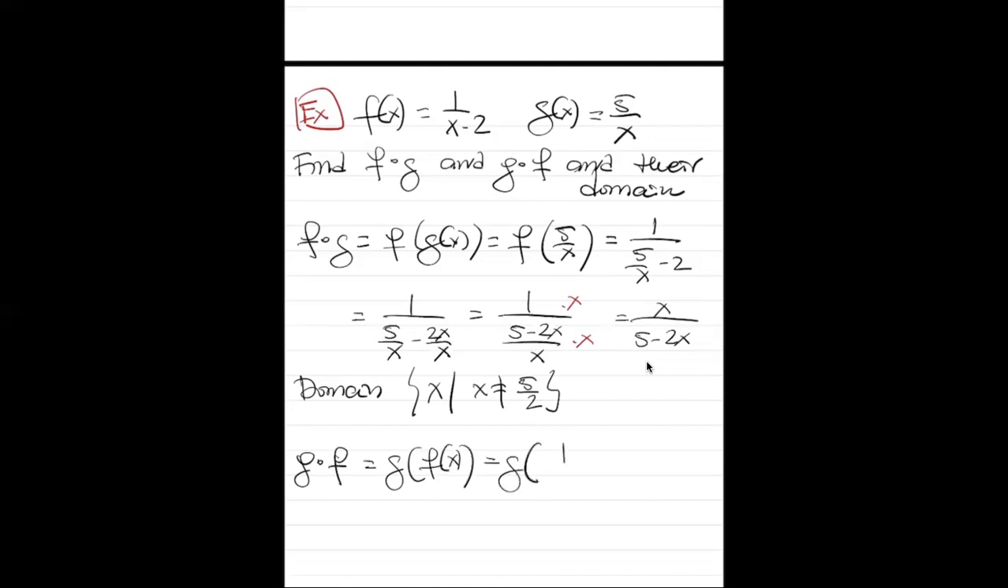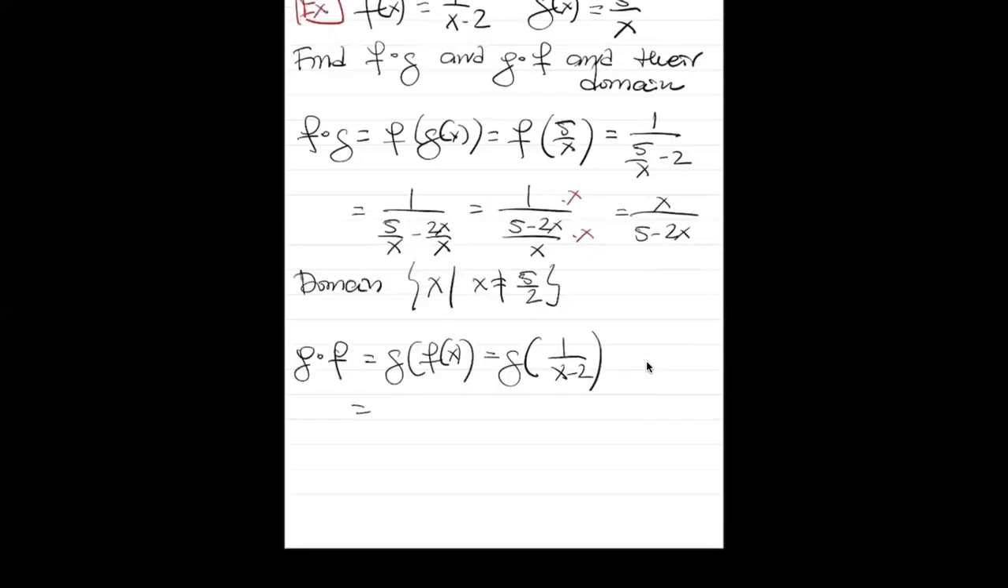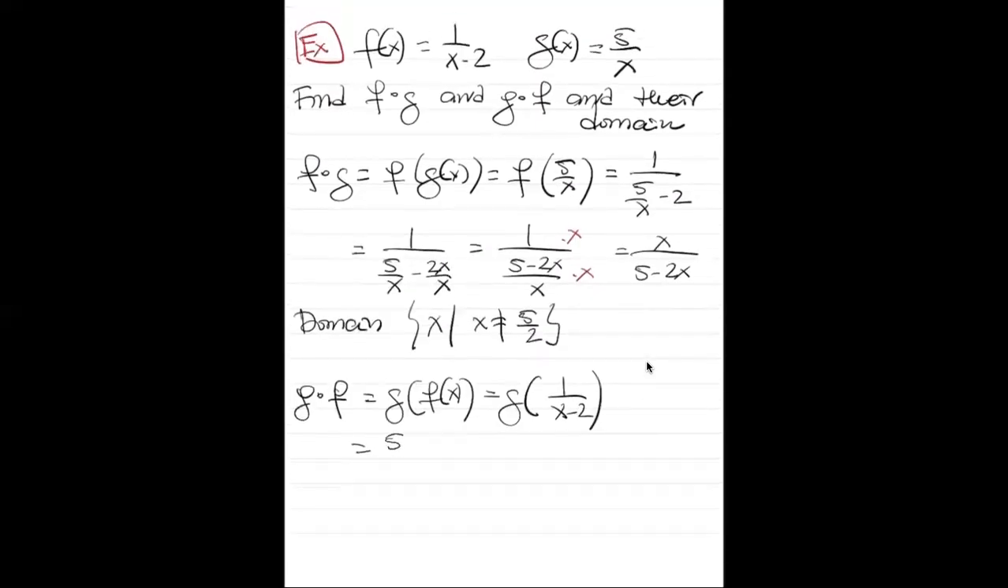And now the composition of g and f, that will be g of f of x, which is g of 1 over x minus 2. So now we look at g, and we have 5 over, instead of x, 1 over x minus 2, and simplify it. So I'm going to multiply by x minus 2, top and bottom. And these two will cancel. So we have 5 times x minus 2.